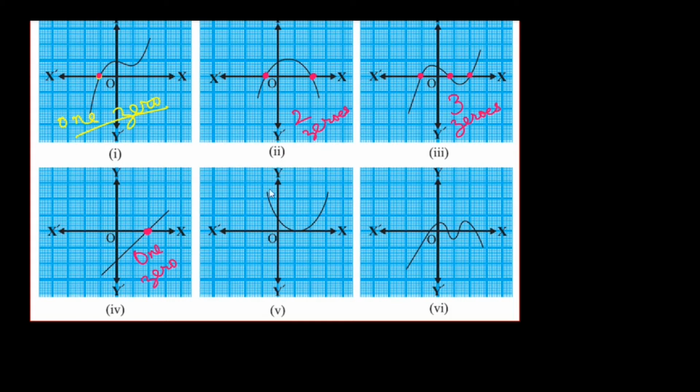And here we have a parabola curve, but this parabola curve is intersecting x-axis only at one point. A quadratic polynomial can have at most 2 zeros, but this quadratic polynomial has only 1 zero because the curve is intersecting x-axis only at one point. So this has only 1 zero.